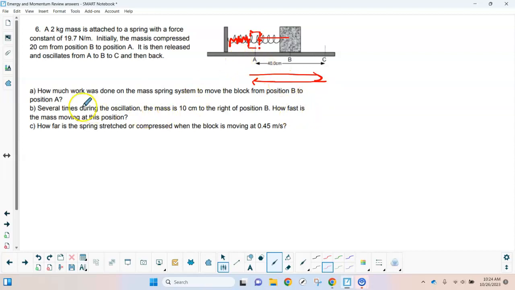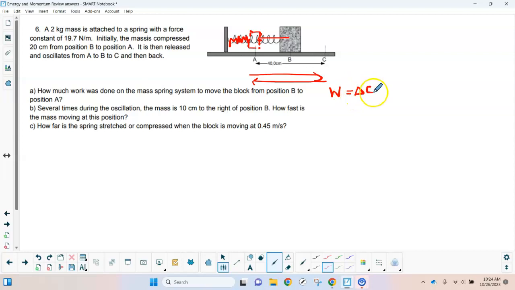So it says, for part A, how much work was done on the mass spring system to move the block from position B to position A? So again, we're looking for work. And we don't know how much they actually pushed. So I think we're going to have to use the change in energy situation here.